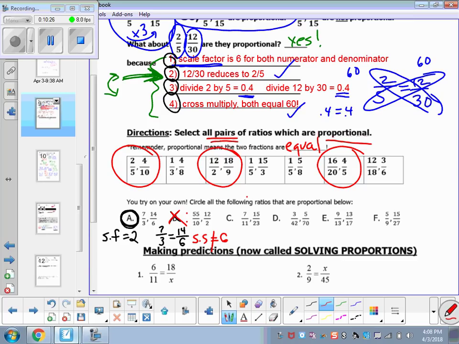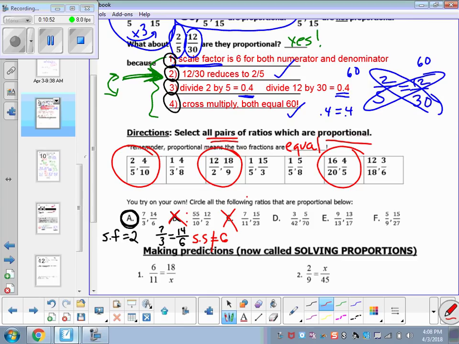7 is a prime number, and so is 11. So 7/11 is reduced. Now 15 is not prime. We could divide it by 5 or by 3. But 23 is prime. So that means both values are already reduced, and we can very easily see that those two fractions do not equal each other. So since that's the case, we are not going to select that.